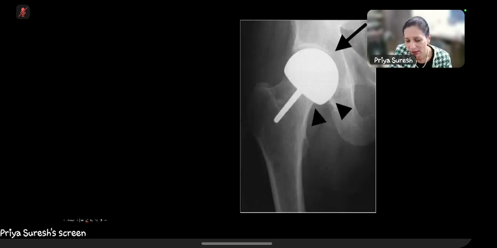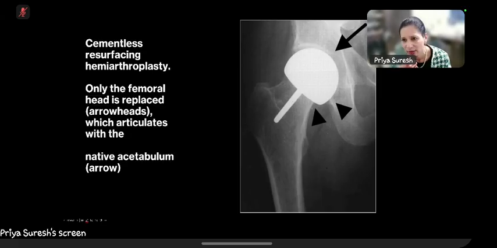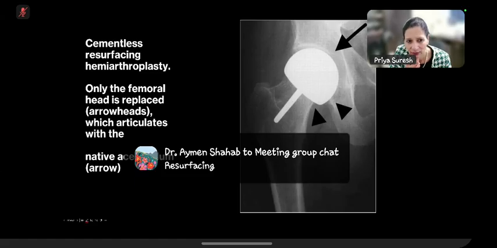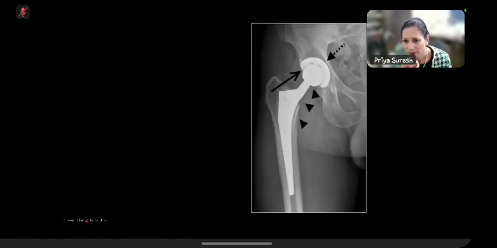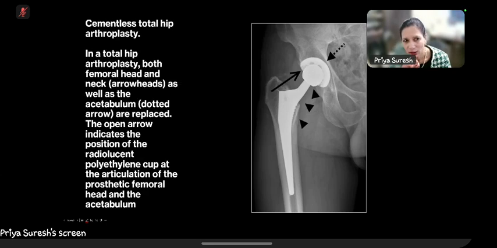Okay, then you're going into, again, you start recognizing the hemis very easily. So you have a native acetabulum, that means the acetabulum is not being replaced, and this is resurfacing. So only the femoral head is being replaced, which articulates with the native acetabulum. Now the next one, this time you'll recognize this better. So you are having a cementless total hip arthroplasty.